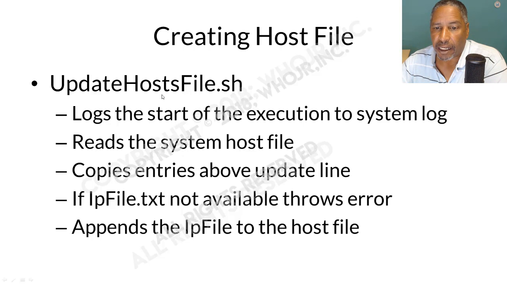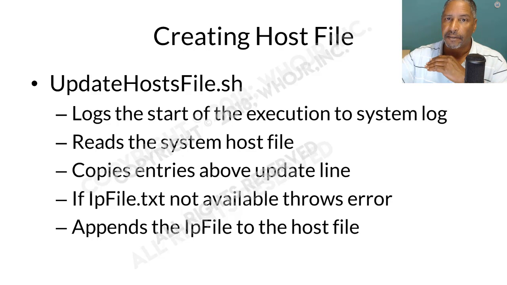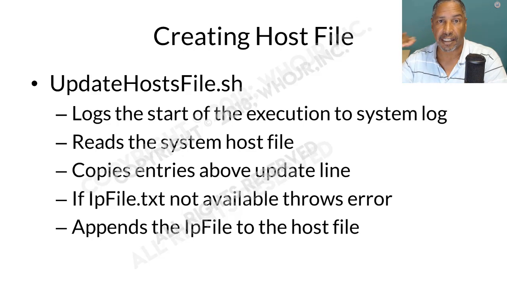We'll do that by writing a script called update host file, and that script is going to log the start of execution. It's going to read the system host file, and then it's going to copy all the entries over to our temporary host file, and if it cannot access the IP file, it's going to throw an error. So inside of our log file, we'll see that yes, it started, and yes, we got an error. Or we'll just see that it started, and we'll assume it completed successfully without adding too many lines to our messages file. We'll also append that IP file to the host file, and that will give us a consistent list of host IPs across all of our virtual machines.